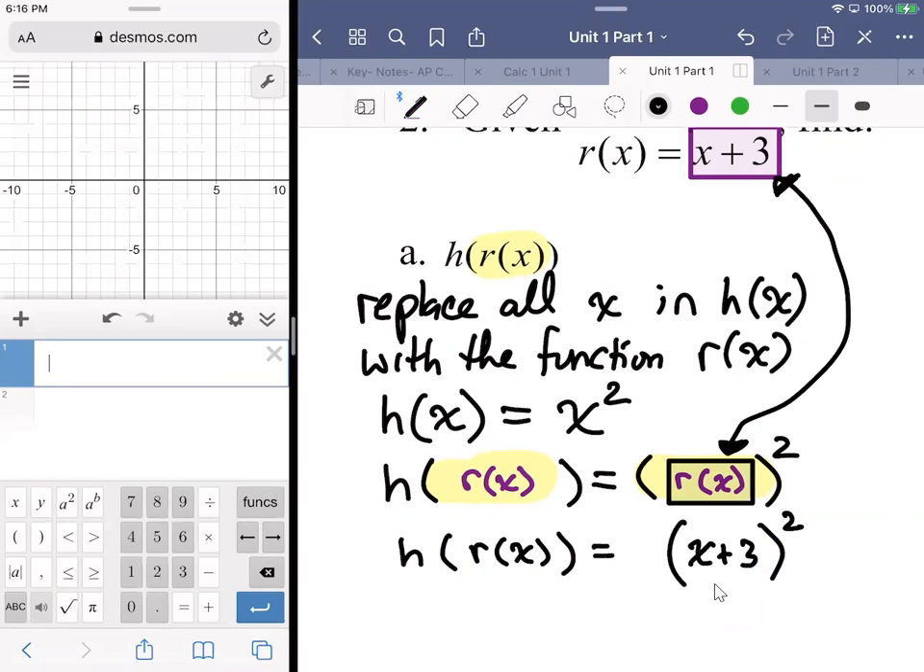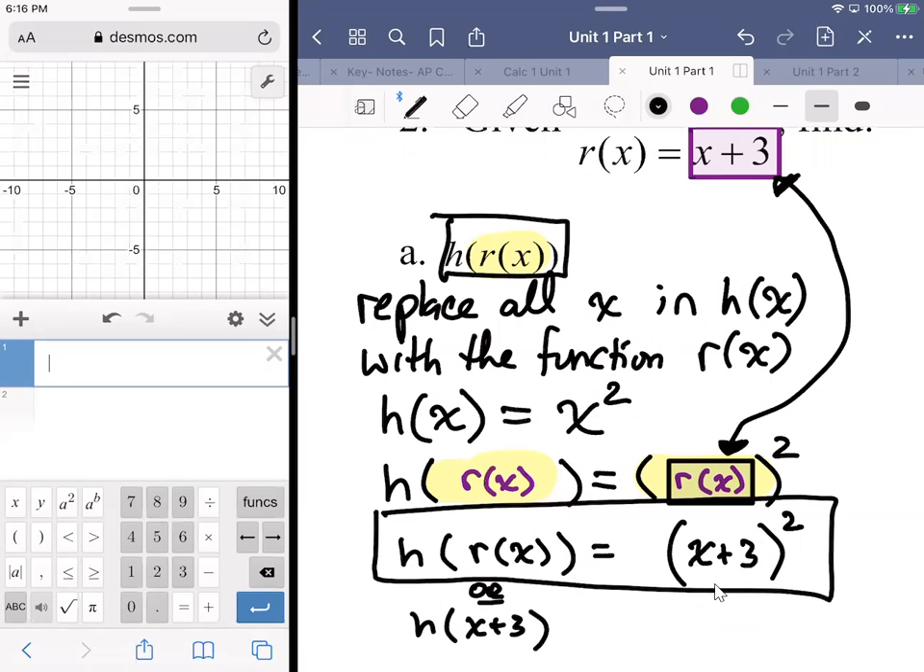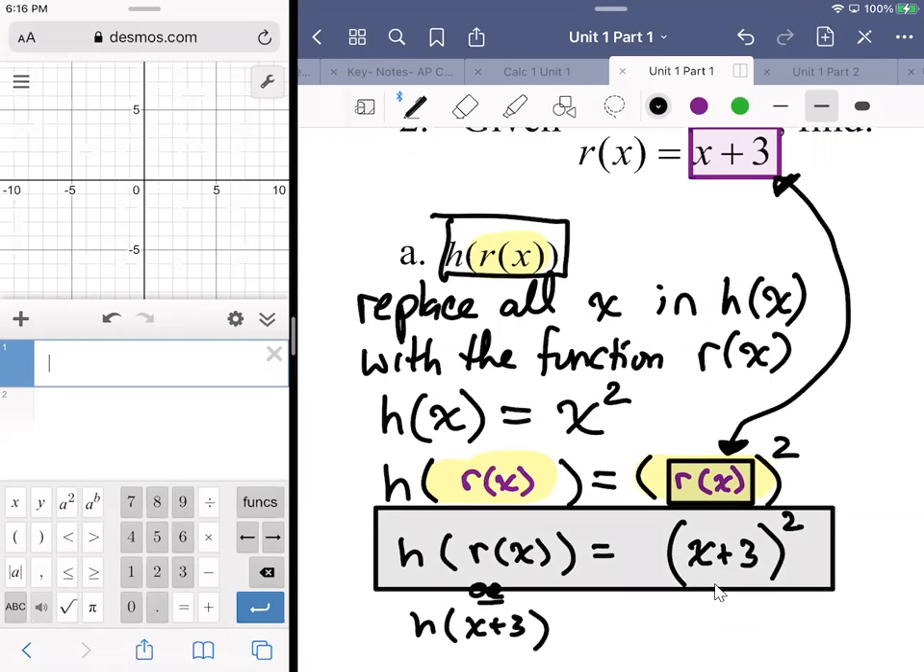Now, the left-hand side, I can make the substitution. I can write this as h of x plus 3 because r of x and x plus 3 are the same thing. I can make that swap, or I can leave it as is just to have the right notation. Because the question is telling us to figure out h of r of x, it makes sense to have it in this form. This would be my composed function. Whenever we're finding a composition of functions, we're always looking to replace the variable in one function with the other function.